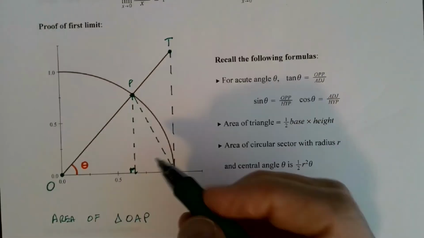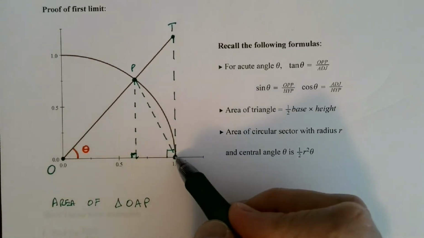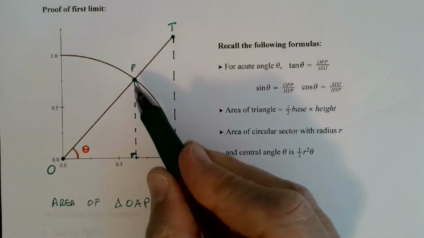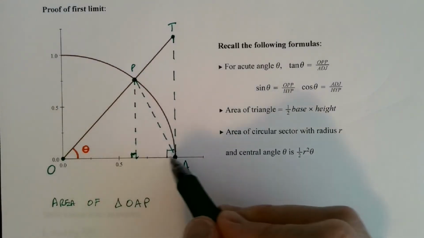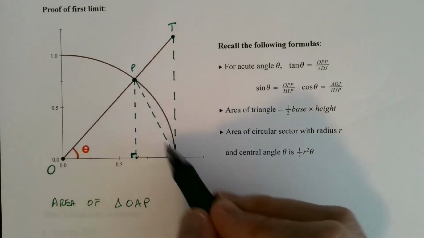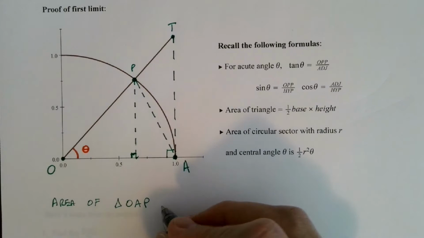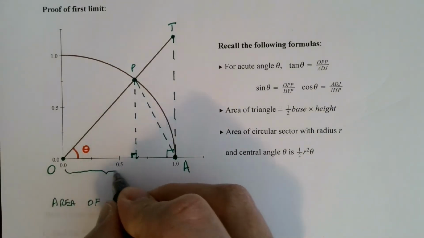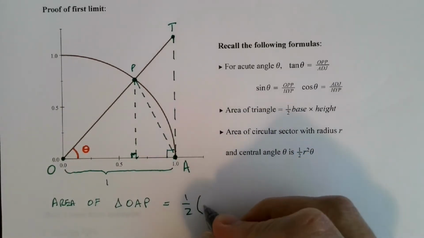Remember how to do geometry triangles? OAP. Those are the vertices of my triangle. Does everyone see the triangle I'm talking about? There are several triangles I can pick out, but this is the one I want. So what is the area of any triangle? It's 1/2 the base times the height. So the area of this triangle is 1/2. What's the base? What's the distance from O to A? It's obviously 1, so the base is 1.